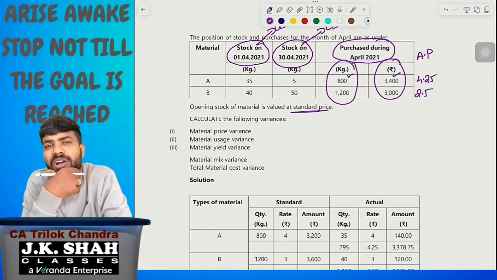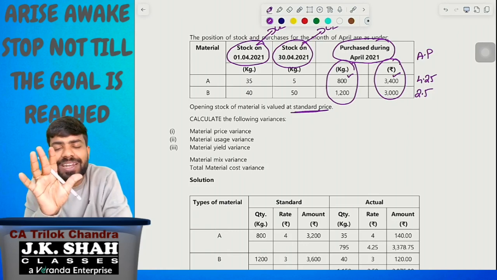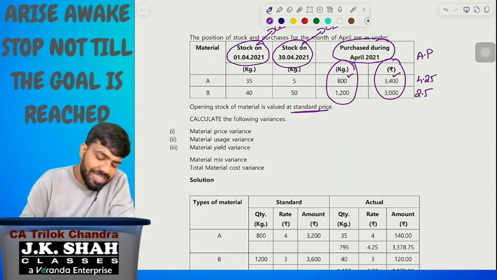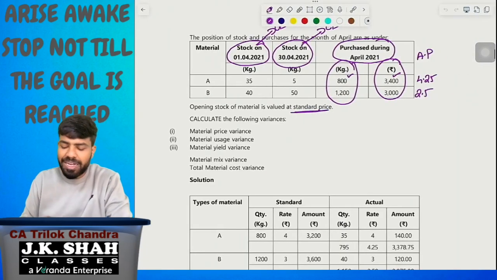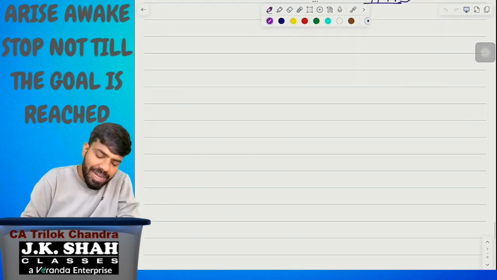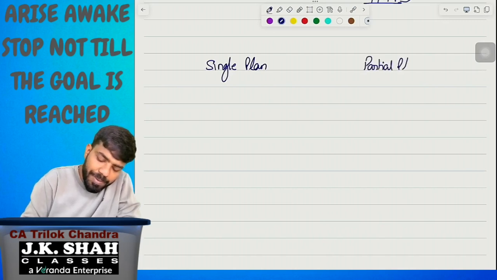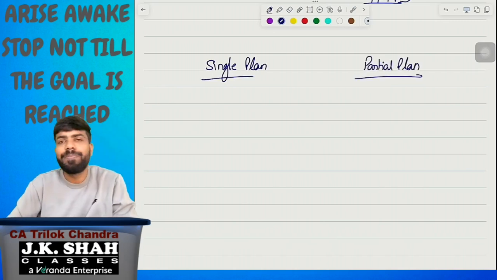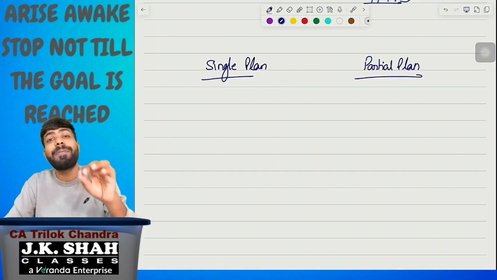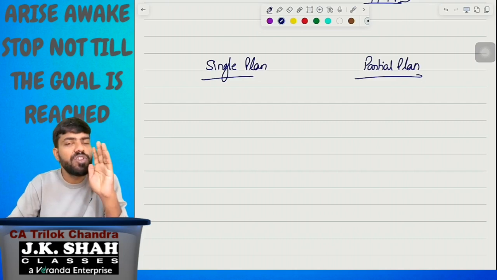Okay, now opening stock of material is valued at standard price. Listen. Opening stock of material is valued at standard price. Sir, why do they want to value at standard price? Let us understand this. When it comes to material variances, there are two types of plans: single plan and partial plan. The single and partial plan is regarding the price variance. This is one of the specific adjustments which you need to understand to get clarity on the material cost variances.